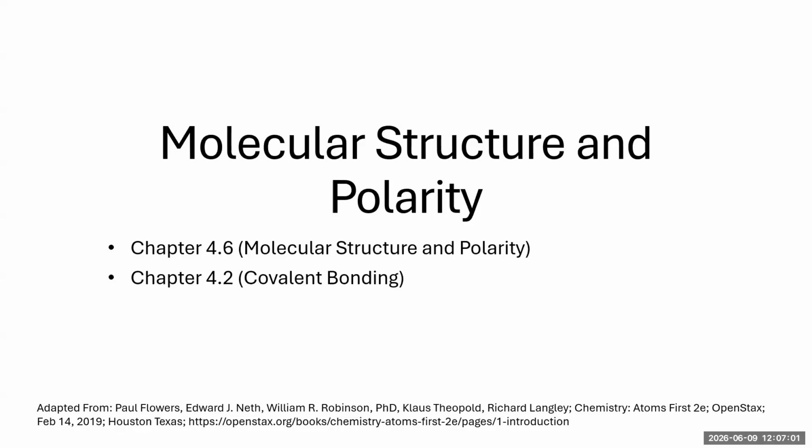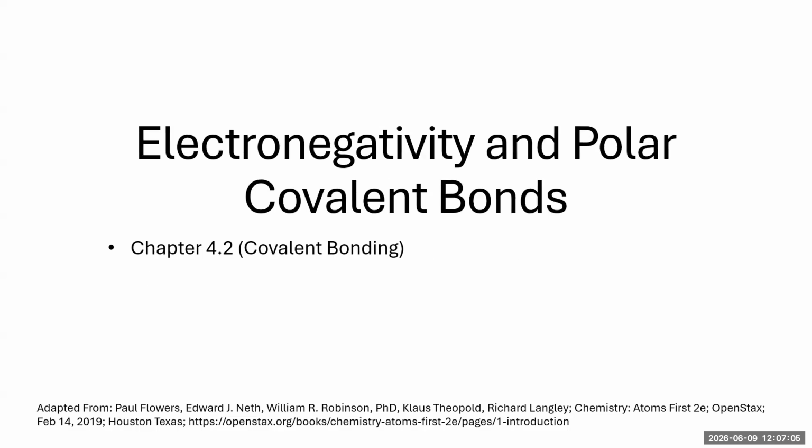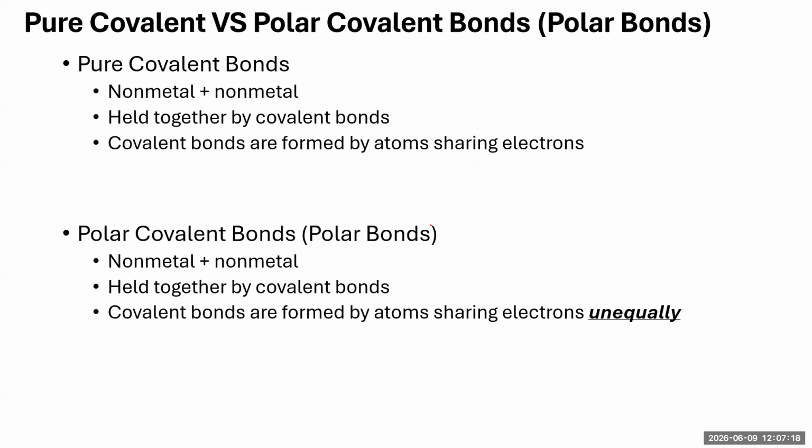We're gonna continue the molecular structure and polarity series. This is going to be the second lecture, and this is specifically electronegativity and polar covalent bonds. So electronegativity and polar covalent bonds. All right, that's a mouthful. Let's take a look at what we know.